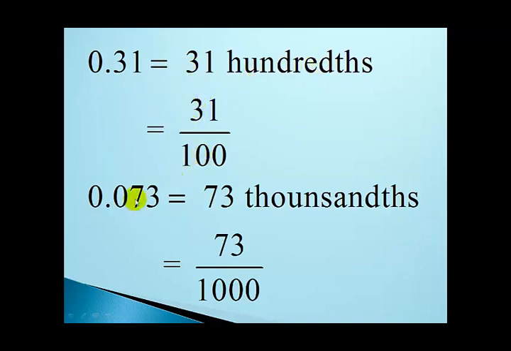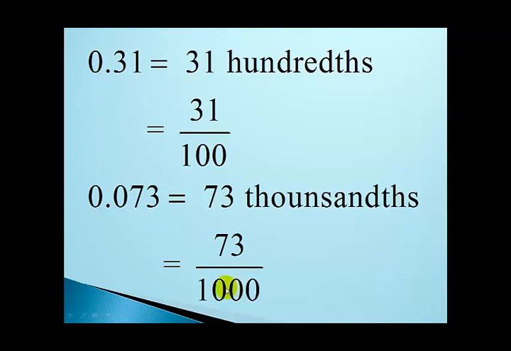Now considering 0.073, this is equal to 73 thousandths, because 73 is occupying the thousandths position, because we have 3 digits after the decimal point. 0.073 equals 73 thousandths, and that is equal to 73 divided by 1000.